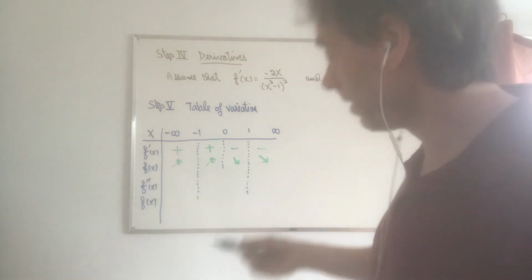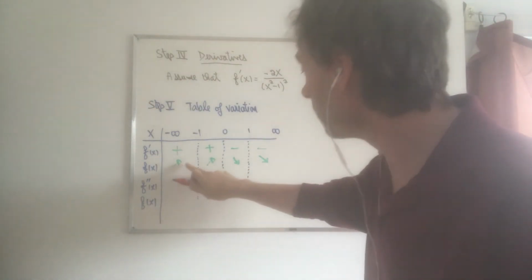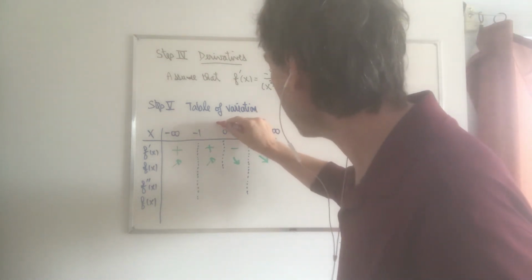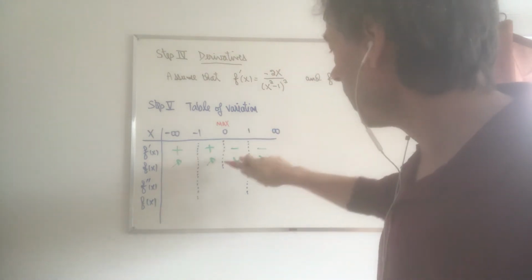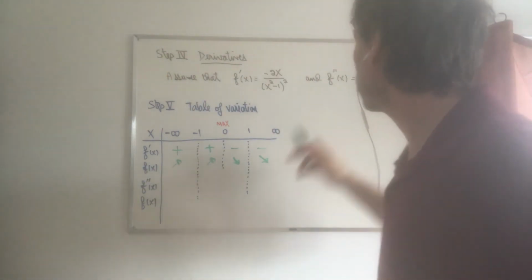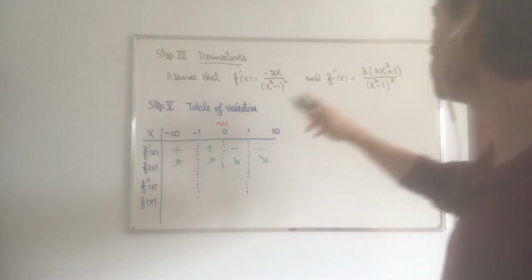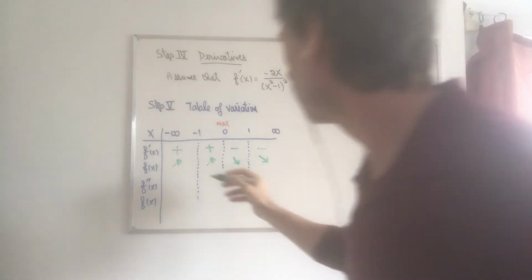So right away, what can I tell? I can tell that the function goes up and then goes up, then it goes up, then it comes down. That point is going to be a local max. And then it goes down and goes down, so nothing happens here. Good. Now for the second derivative, which is here. Putting -2 into this will give me a positive.